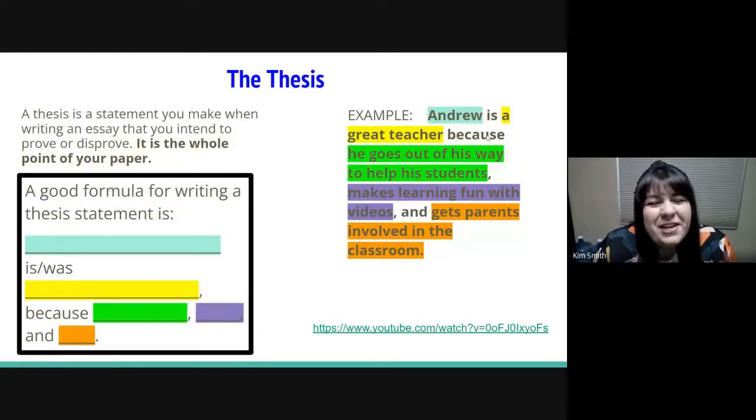Okay, so that was probably a little bit of a funny way to illustrate it, but Mrs. Puff is right. Writing a thesis really is easy. It's just following that formula. Blank is or was blank because blank, blank, blank.